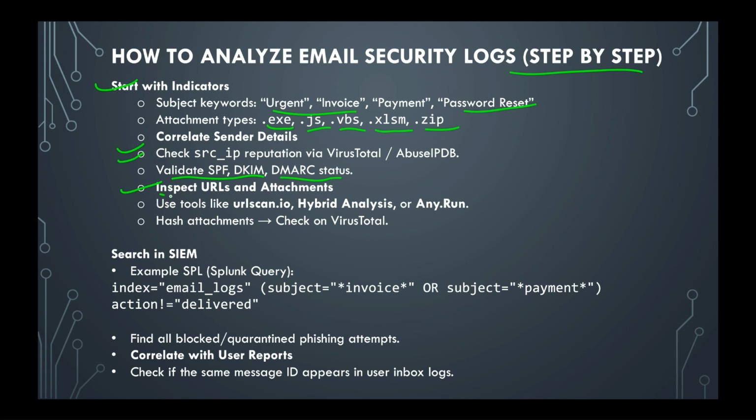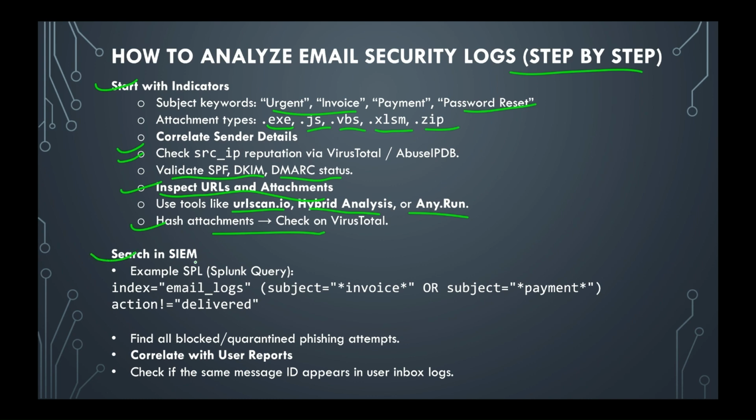So inspect URLs and attachments. Use urlscan.io, Hybrid Analysis, or ANY.RUN to safely find the maliciousness of the attachment or the email, and then hash the attachment. So check the hash of the files in VirusTotal, and then hunt it in the SIEM system.